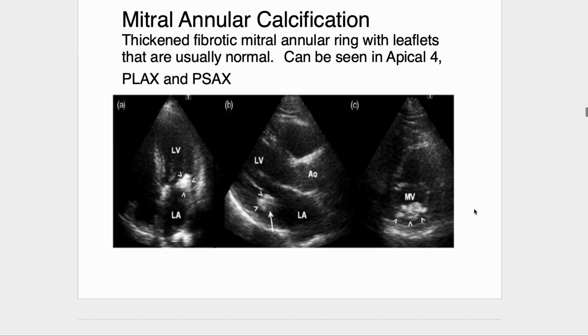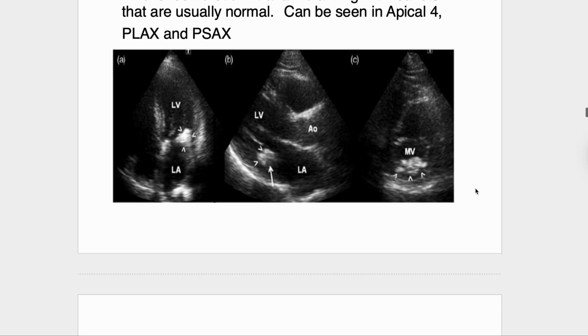And this is what that looks like. These very chunky areas, very echogenic, right? Very thickened areas. That's what MAC looks like. You can see this in apical 4, plaques, parasternal short. It will be apparent in all views. And you can see here in plaques, this is the anterior leaflet and the anterior annulus. This is posterior leaflet, posterior annulus, and here the posterior is most affected.